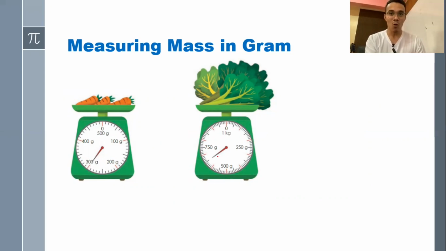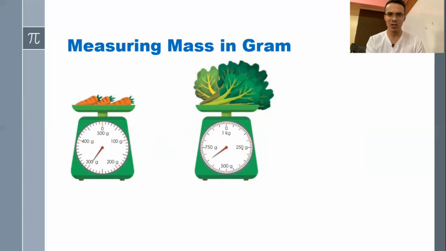Look at the first weighing scale or the weighing scale on the left. We have 0, 100 grams, 200 grams, 300 grams, 400 grams, and 500 grams. Look at the weighing scale on the right. 0, 250 grams, 500 grams, 750 grams, and 1 kilogram. The scales are different. That's why these 2 weighing scales are not the same.